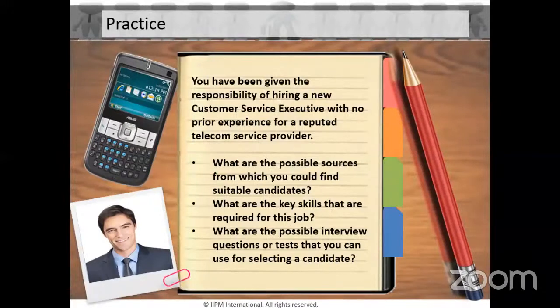This is practice time. You have been given the responsibility of hiring a new customer service executive with no prior experience for a reputed telecom service provider. Now, let me ask you, what are the possible sources from which you could find suitable candidates? Second question, what are the key skills that are required for this job? And number 3, what are the possible interview questions or tests that you can use for selecting a candidate?